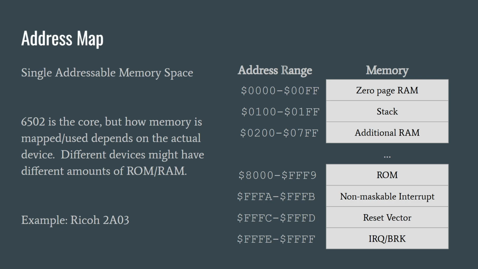These can differ from device to device, and some devices might have different amounts of ROM or RAM. So I'll give an example of one 6502 core, the Ricoh 2A03. I believe this is the one that's used in the NES. But there are other 6502 implementations out there that have different address maps or different sizes for these things. But a lot of what I'll discuss here is the same.